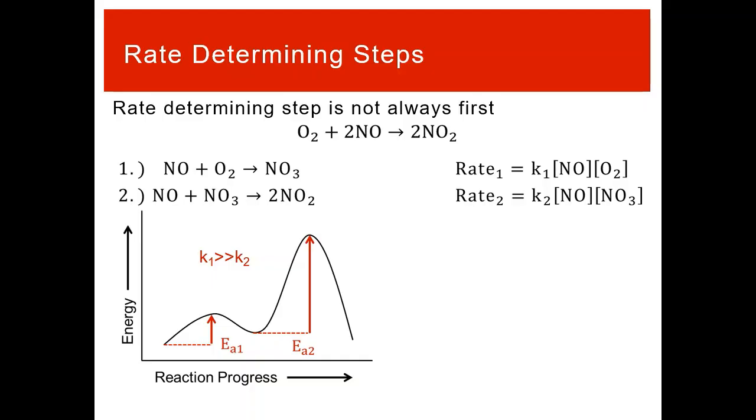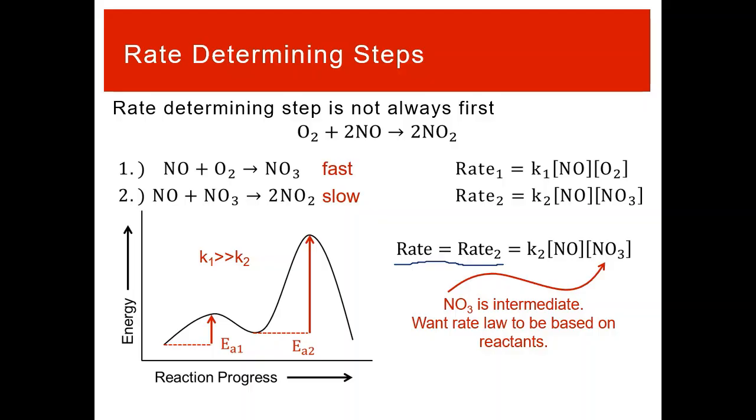Just because that first EA1 is much shorter than EA2, which tells me that the first step is fast and the second step is slow. That's my slow step. So because the second step is slow, I can still use rate determining. Rate is equal to rate 2. Okay, that works. That is my rate determining step, so I can just use that right there.